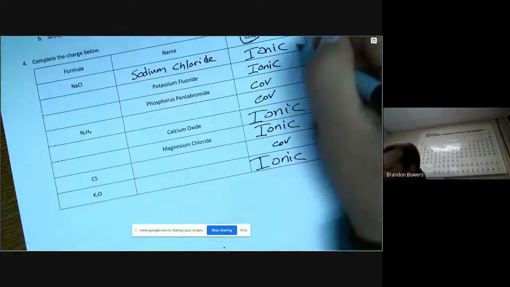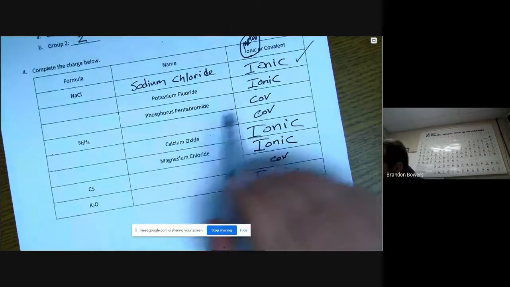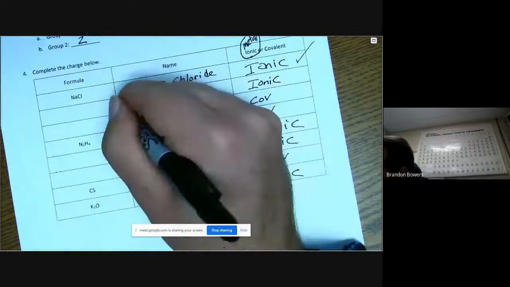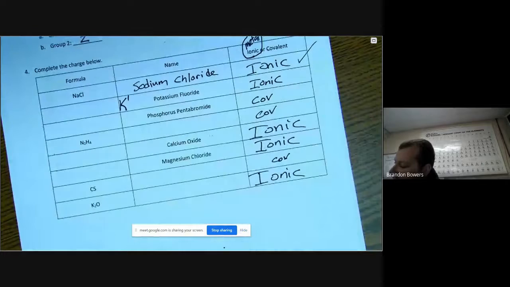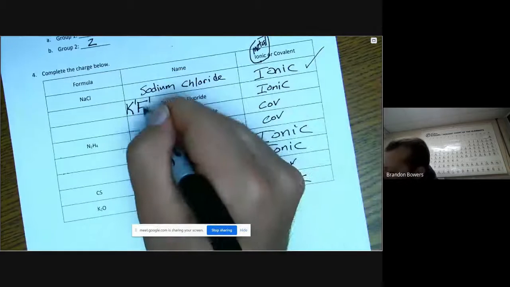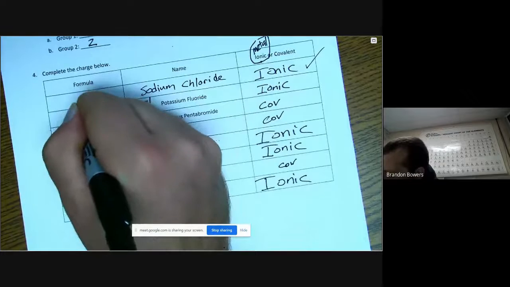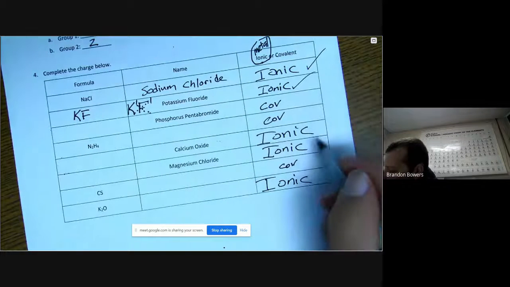So I'm going to do all the ionics first. The next one, I have to do the crisscross method. I have potassium. Potassium is in column 1, so it has a 1 charge. And then I have fluorine in column 17. Column 17 has a 1 charge. So when you crisscross them, you have 1 of each. All right, so I did that ionic. Let's go to the next ionic.